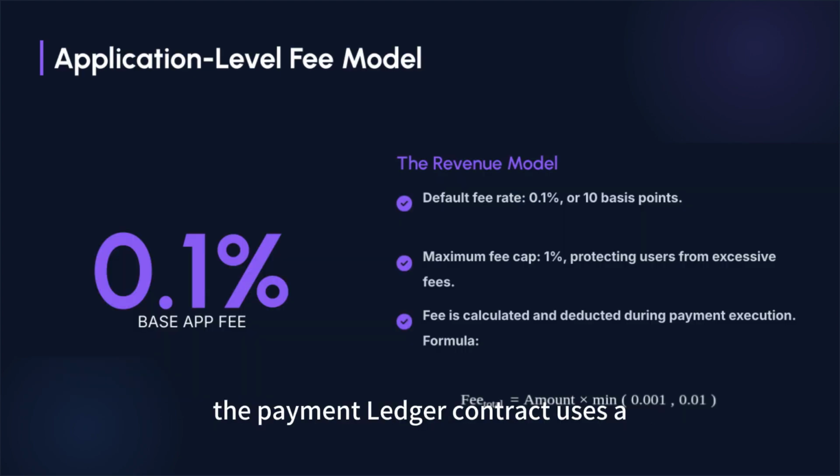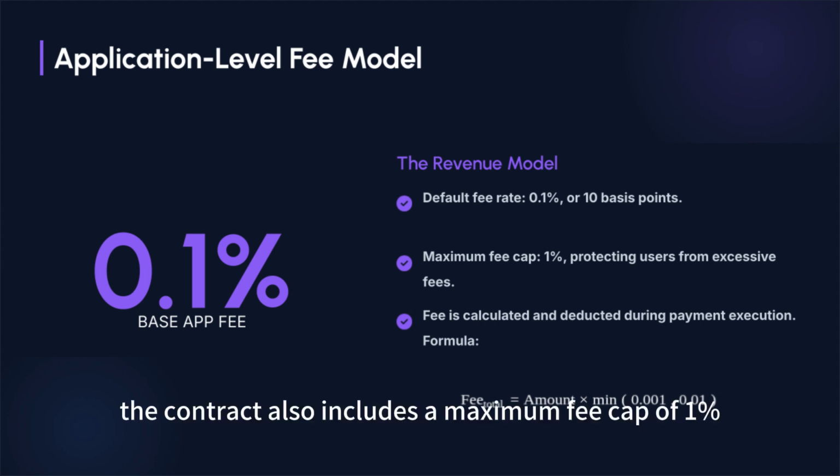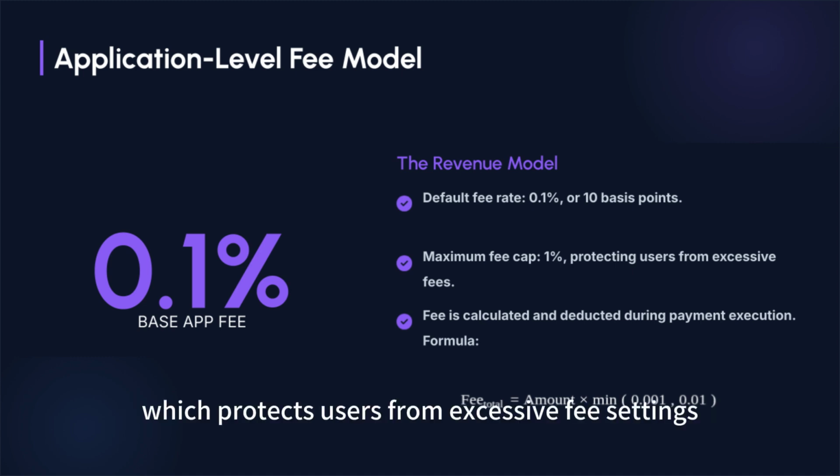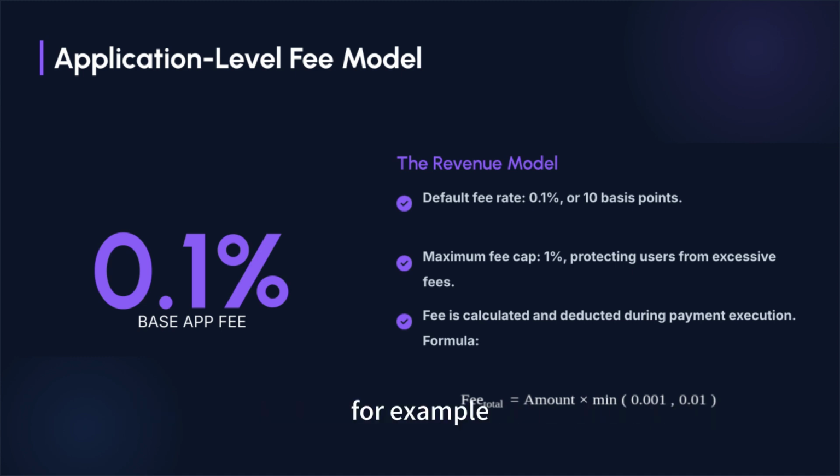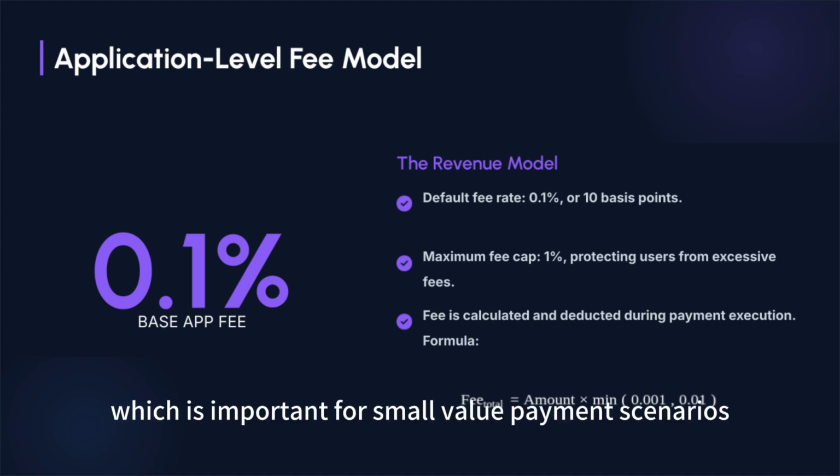The PaymentLedger contract uses a simple percentage-based fee model. The default application-level fee is 0.1%, or 10 basis points. The contract also includes a maximum fee cap of 1%, which protects users from excessive fee settings. For example, if a user pays 10 MockUSD, the application fee is 0.01 MockUSD, and the merchant receives 9.99 MockUSD. This fee model is simple, transparent, and predictable, which is important for small value payment scenarios.